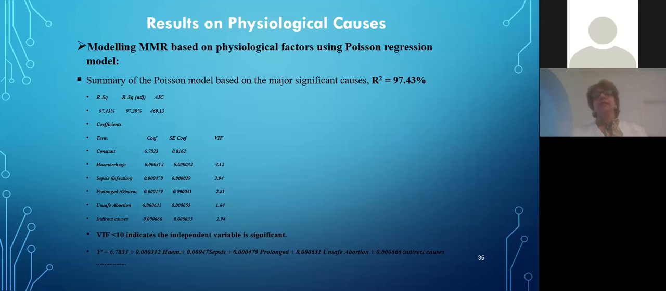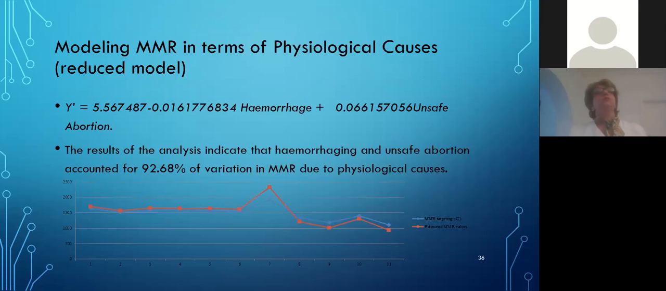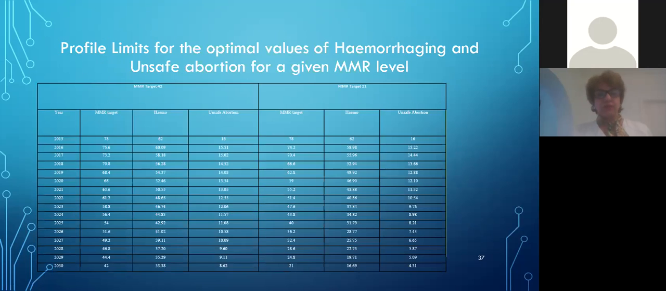So we tried now to look at a reduced model, just make it smaller so people can do something with it. So we just use the hemorrhage and unsafe abortion, and the model is still based on these two characteristics. It is explaining 92.8% of the mortality rate. So it was good enough for us, and you can see the error estimation is quite good.